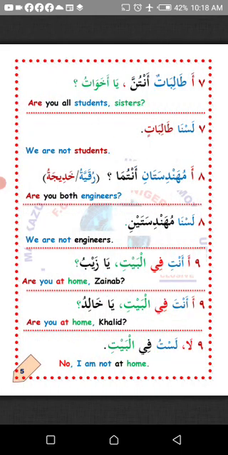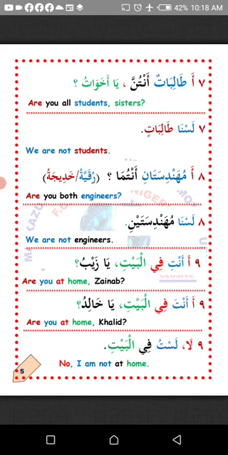MashaAllah. Number 7. Atalibatun antunna ya akhawat. Are you all female students? Ya akhawat, sisters. Now the answer. Lasna talibat. We are not students.